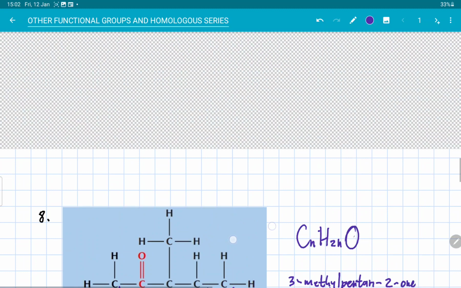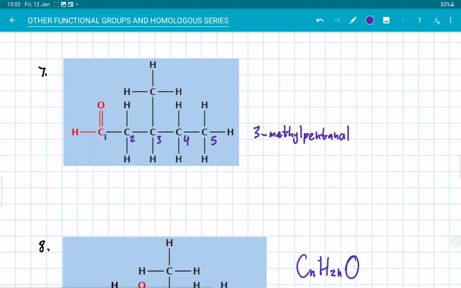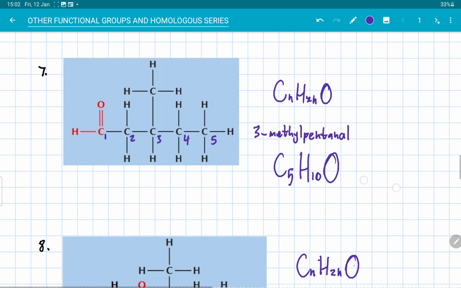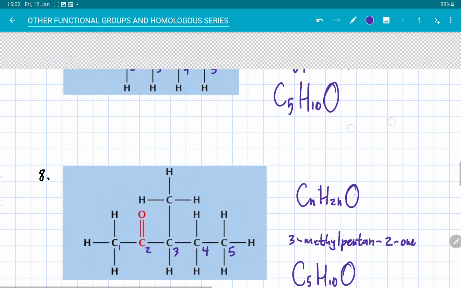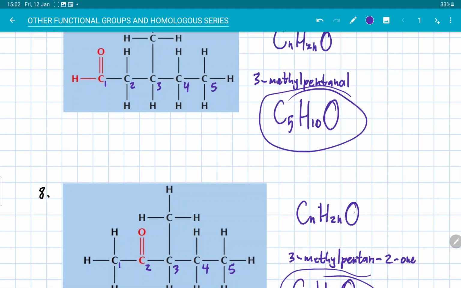C5H10O. Let me go back, here I did not mention it, but CnH2nO. So that will make this C5H10O. So if you notice, these 2 molecules have the same molecular formula, but the structural formulas are different. So this is what you call an isomer, people. But we'll do that later on.